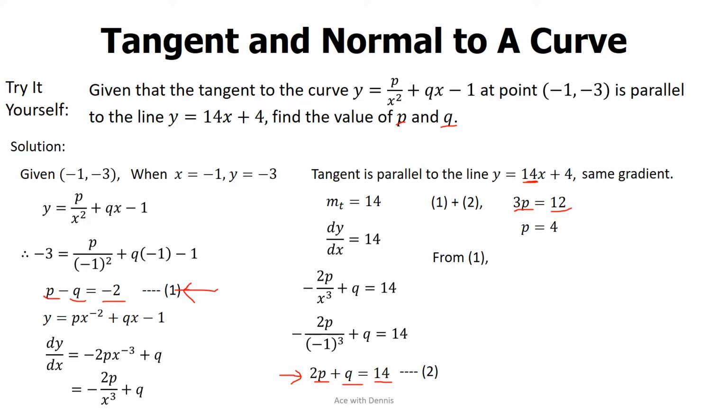So we can substitute p equals 4 into the first equation, which is p minus q equals -2. Then it is 4 minus q equals -2. q will be equal to 4. So we have found the values of p and q.